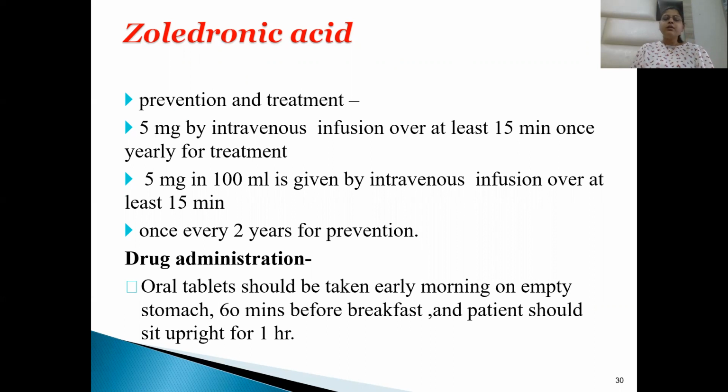Drug administration: oral tablets should be given early morning on an empty stomach, because if they are given with food, they can lead to regurgitation, and when they are regurgitated into the esophagus, that can cause ulcers in the esophagus and esophagitis. So they are taken 60 minutes before breakfast, and the patient should sit upright for 1 hour. Why should they sit upright? Because in 1 hour the food shifts from the stomach to the intestine, and there is no regurgitation.